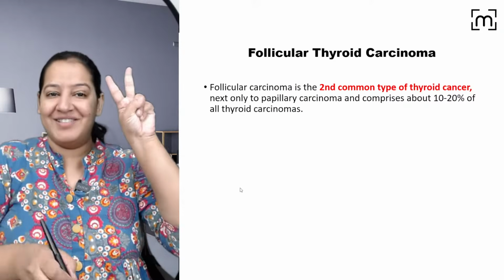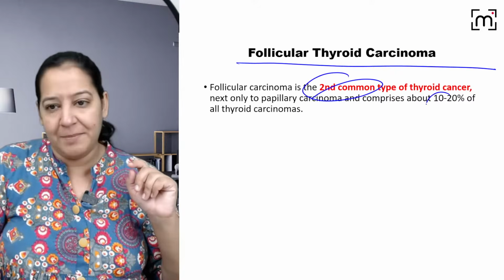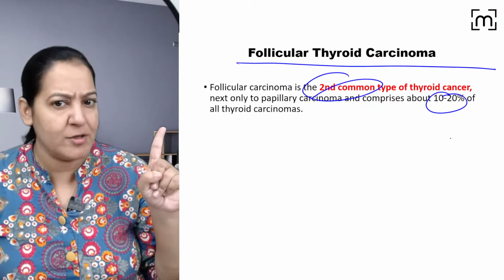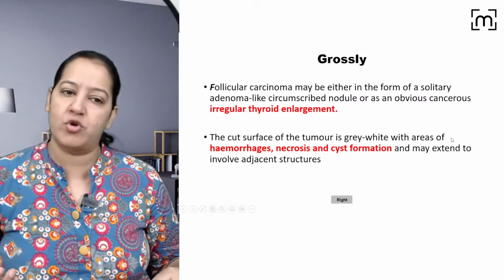Coming on the second carcinoma, the follicular carcinoma, it is the second most common type. It is 10-20%. Papillary was 70-80% common. It is 10-20%, the frequency, the incidence. So it is the second most common type.